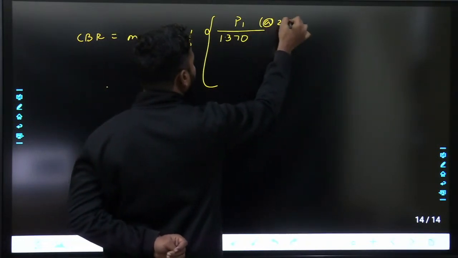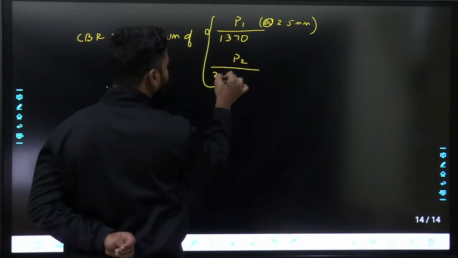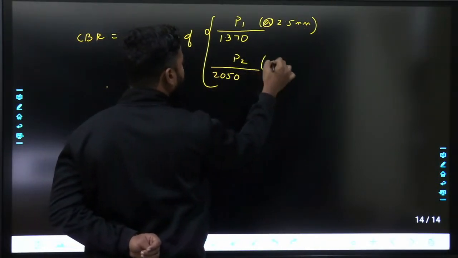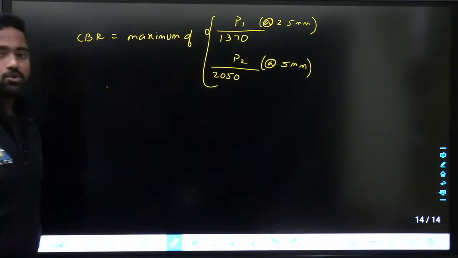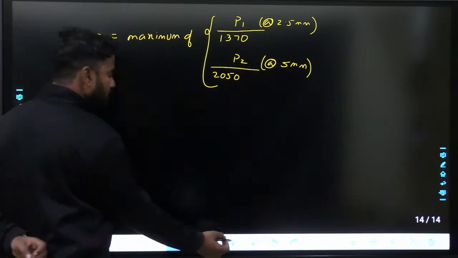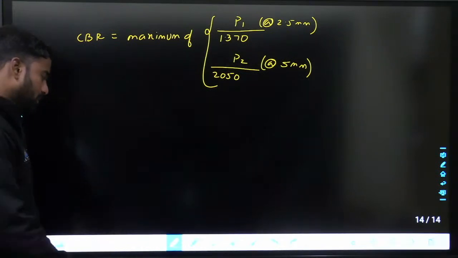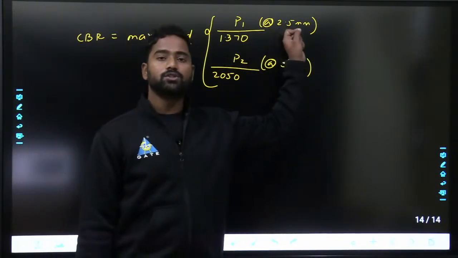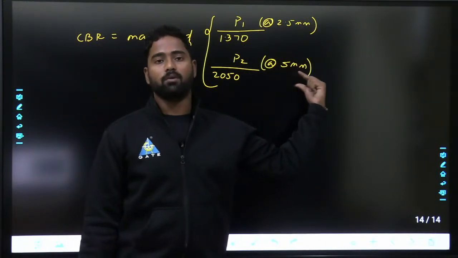This is at 2.5 mm penetration, and P2 upon 2050 kgs. This is at 5 mm penetration. So the maximum of these two things is considered as CBR. Generally, CBR at 2.5 mm penetration is more than CBR at 5 mm penetration.